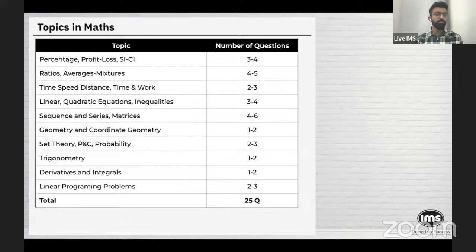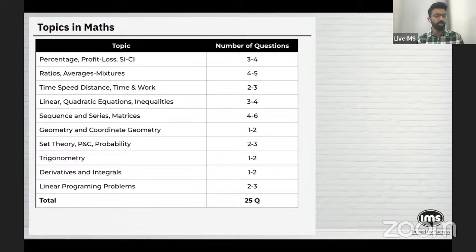In maths, again, we had 3 to 4 questions in percentages, profit and loss, ratios, averages was 4 to 5, time, speed, distance, time and work were 2 to 3. So again, arithmetic was approximately 11 to 12 questions. Then, linear equations and quadratic 3 to 4. Sequence and series and matrices had 4 to 6 questions.